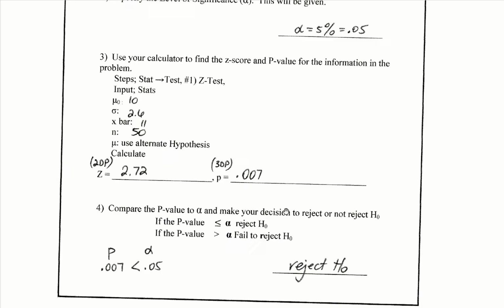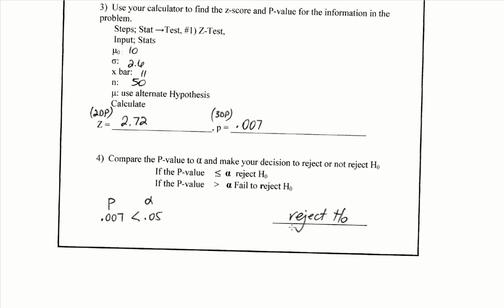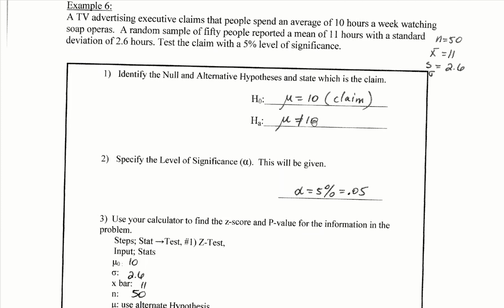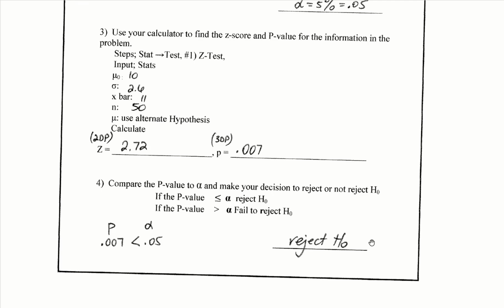We should write out the final conclusion here. Because we rejected the null, the sentence will begin with, there is sufficient evidence to, and then because the claim was the null hypothesis, anytime the claim is the null hypothesis, it will be to reject the claim. So the conclusion is there is sufficient evidence to reject the claim.